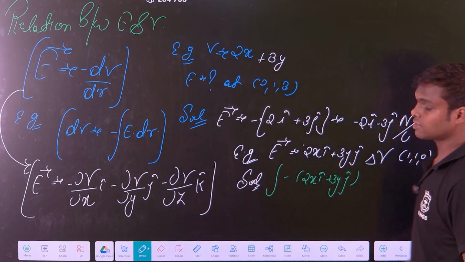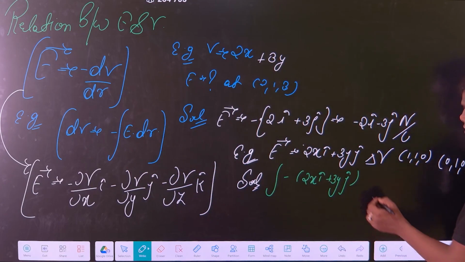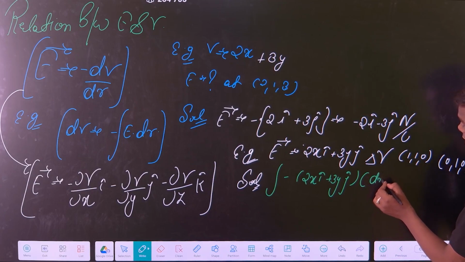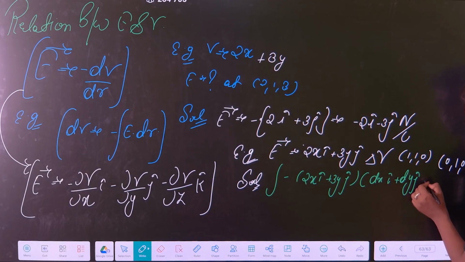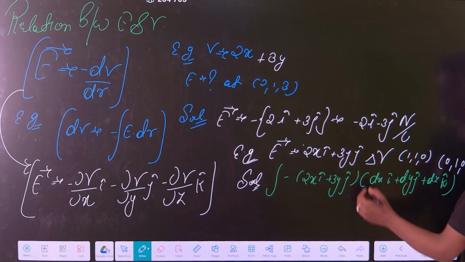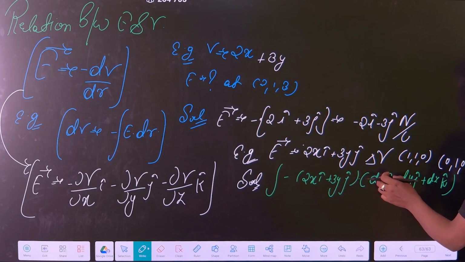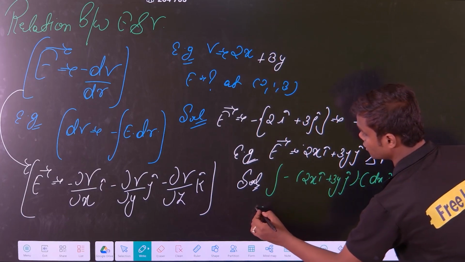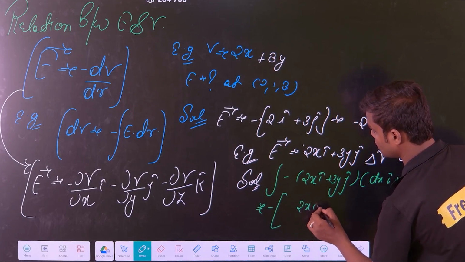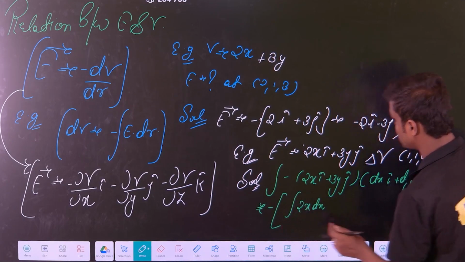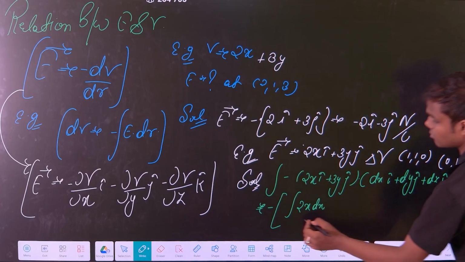Now dr is going to be written as, remember, dx i cap, dy j cap, and dz k cap. That is the exact formula of dr. So when you open this and do the dot product, i will be multiplied by i, j by j, and k by k. So what you will get, you take the minus sign out, and you get 2x dx, and what is the x limit? From 1 to 0.